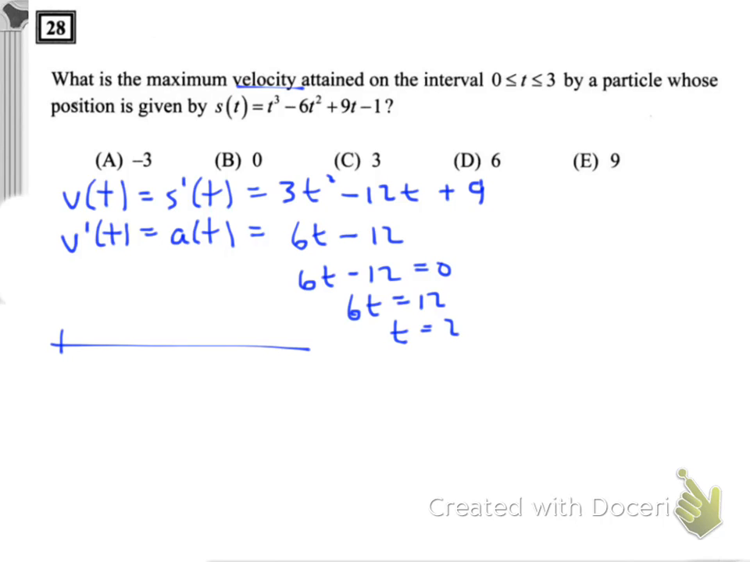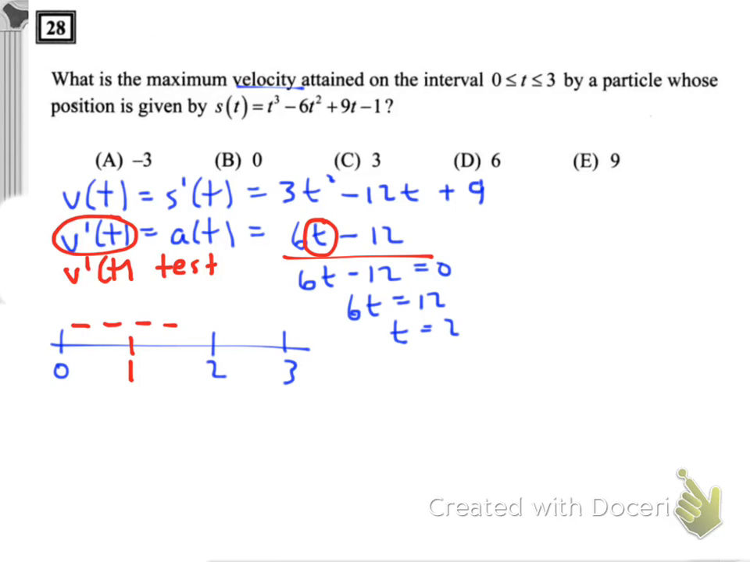So we have this interval from 0 to 3. We have our only critical point at 2, and then we need to just test the derivative. So we have v prime test. Okay, so from 0 to 2, the derivative of the velocity. Let's pick a test value of 1. If we replace t in the v prime expression with 1, we get 6 minus 12, and that's negative. Negative 6 to be exact, but nevertheless it's just negative.